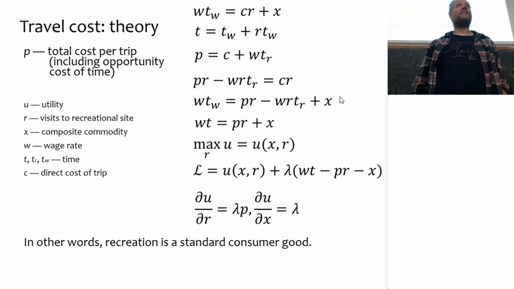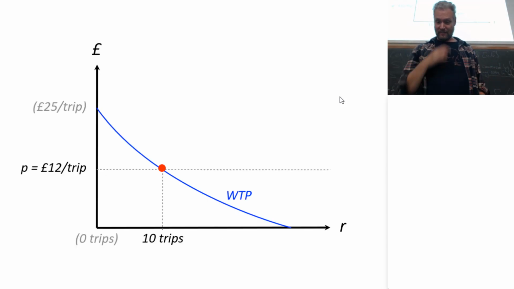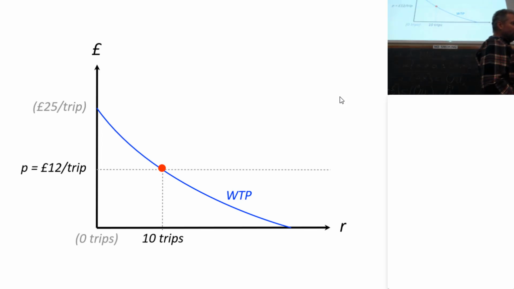This is good, right? We can just do a demand curve. You can just integrate under the demand curve. What is here not denoted as a willingness to pay curve is just an ordinary demand curve, right? If the price is high, the number of trips is low, and if the price is low, the number of trips is high.